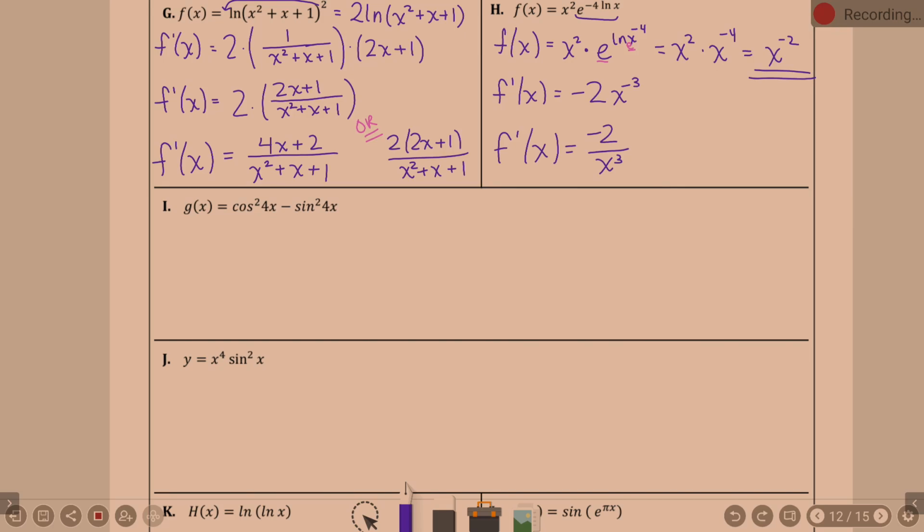Now, officially, our power was our outside rule, the chain rule. We didn't talk about the chain rule at the time, but the chain rule would be saying, what's the derivative of x? The derivative of x is 1. So really, you can always use the chain rule. We just don't need it when the inside derivative is 1. So don't leave the exponent negative: negative 2 over x to the 3rd. Okay?